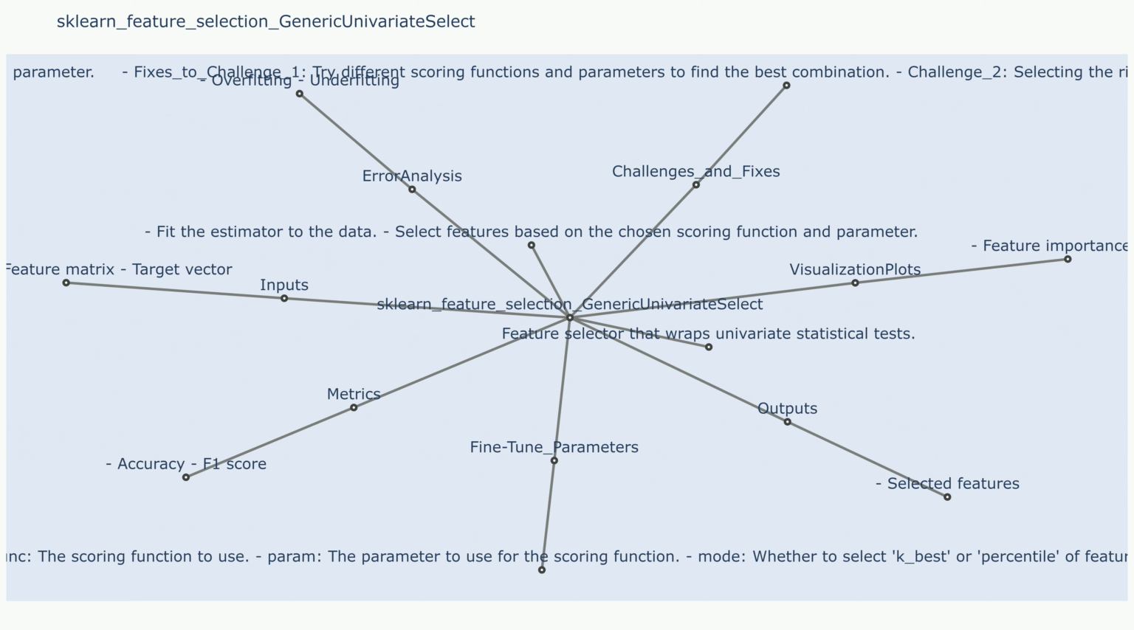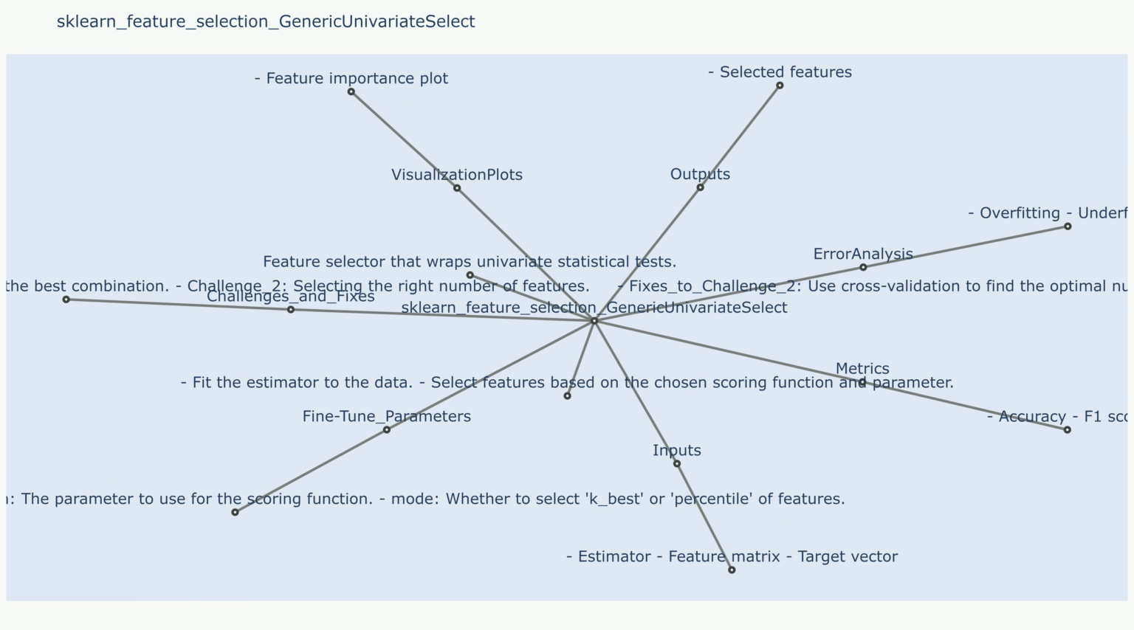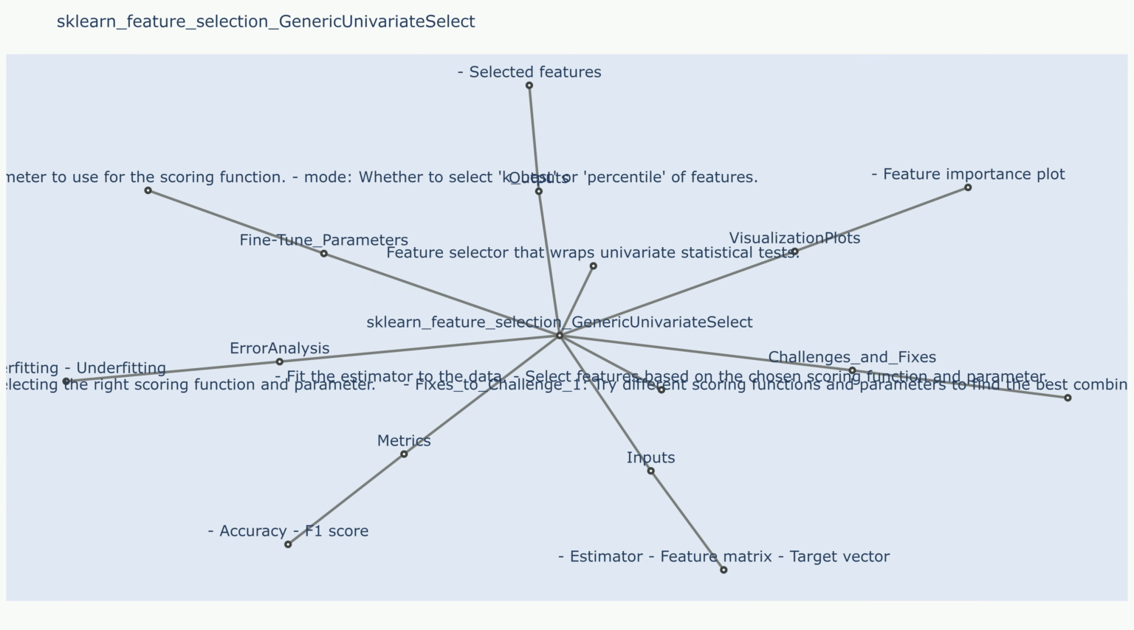Fine-tune parameters. Percentile, the percentile of features to select using the percentile mode. K, the number of features to select using the K-best mode. Uncertainty methods. Bootstrap resampling, repeatedly sampling with replacement from the data and evaluating feature importance. Cross-validation, splitting the data into folds, training the model on one fold and evaluating on another, and calculating feature importance for each fold.